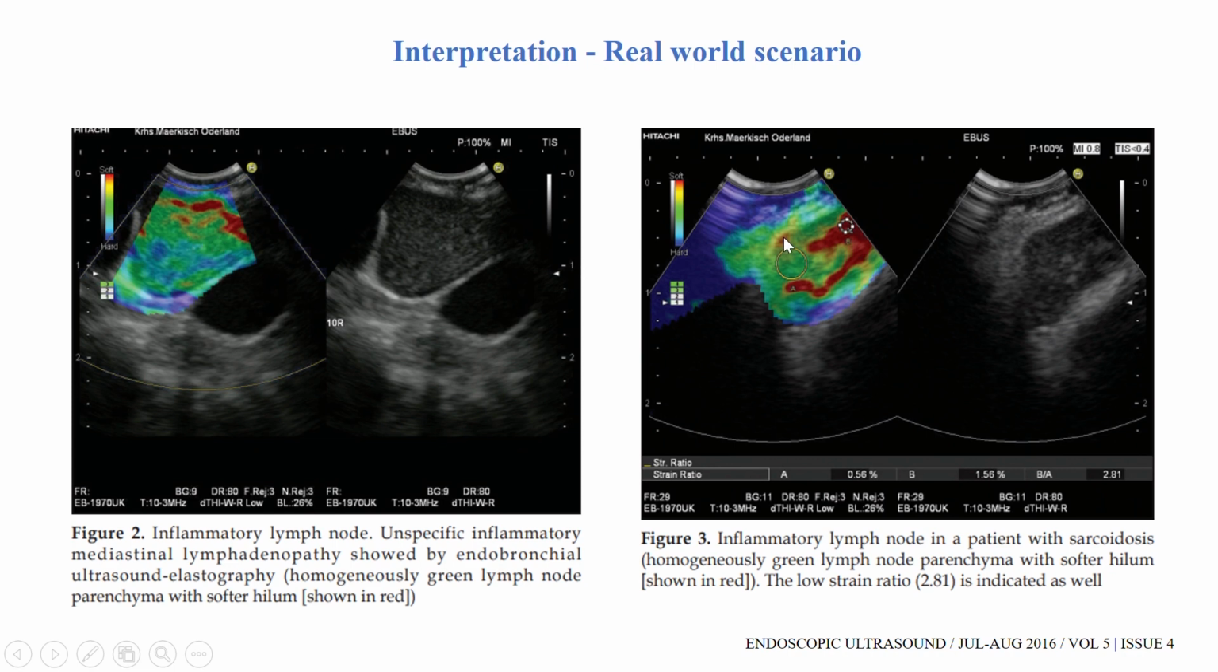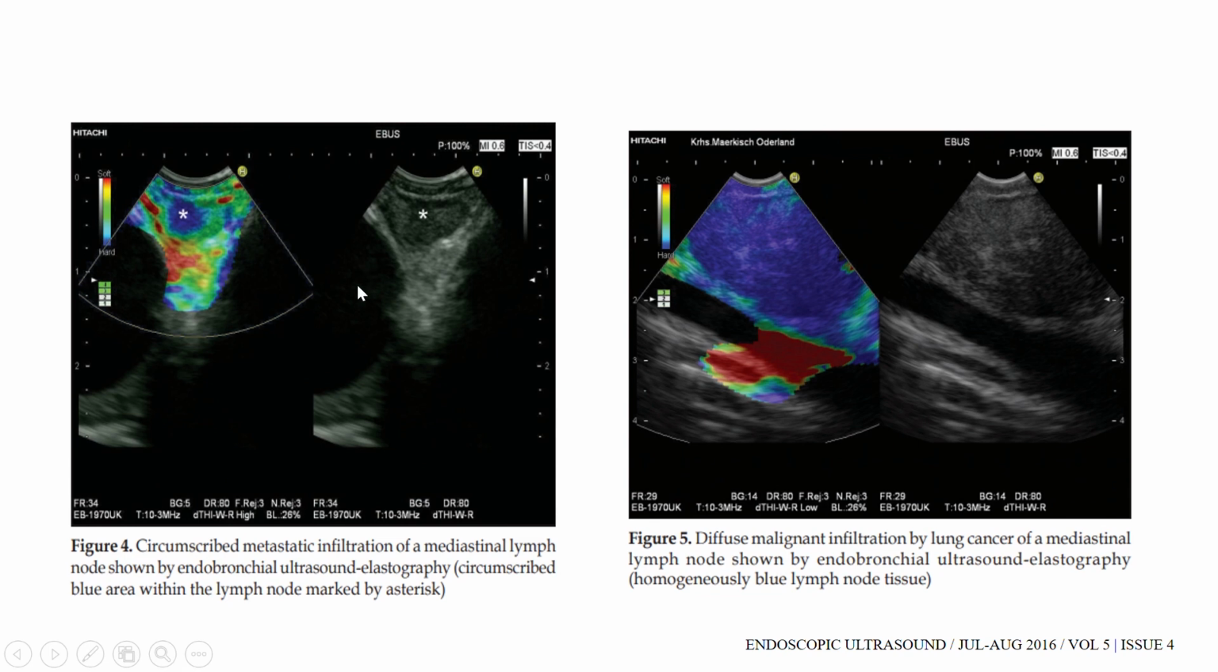And as you can see here, this is another case of an inflammatory lymph node in sarcoidosis, which consists of a softer hilum. The softer it becomes, the greener the presentation of the lymph node in elastography, and the blue region represents a stiffer area. But when we go to a malignancy, you can see here the center portion of the node has been replaced by a stiffer portion of the lymph node. That is why you get more of a blue coding in comparison to the green coding.